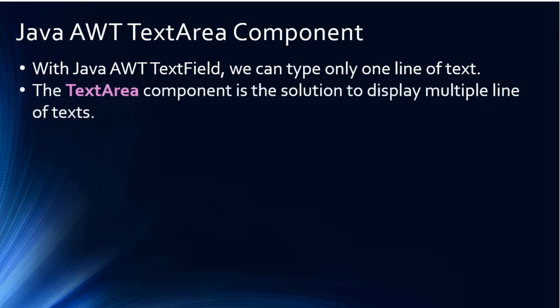The text area component is the solution to display multi-line of text. So you can type an entire document inside a text area. So the text area component accepts a tab, new line character. By pressing the enter key, you can start typing in a new line. So you can type your paragraph inside the text area, and even you can write an entire article inside the text area component.